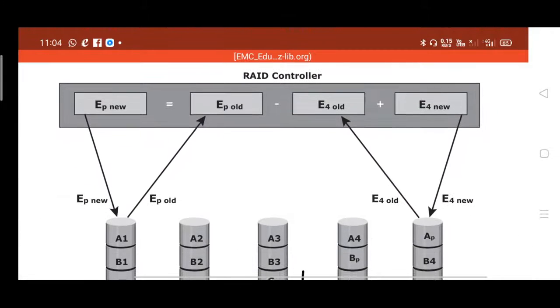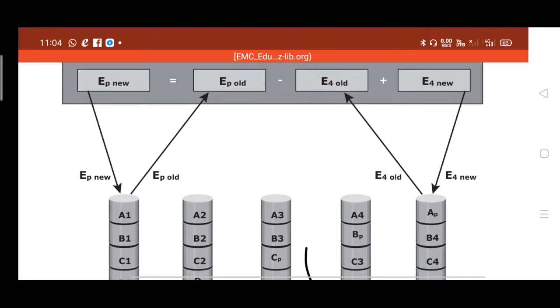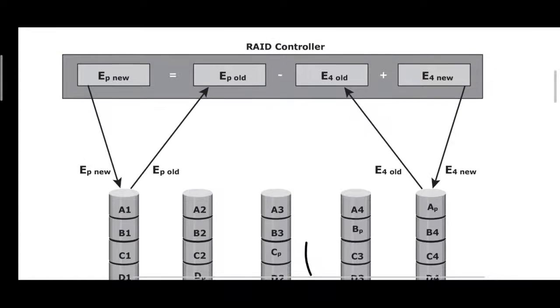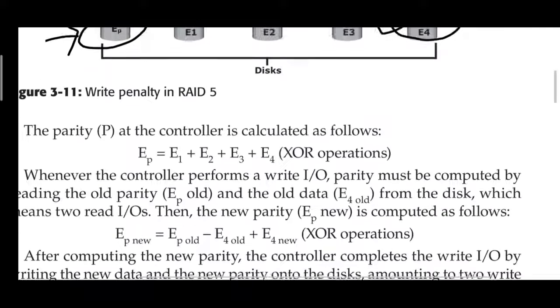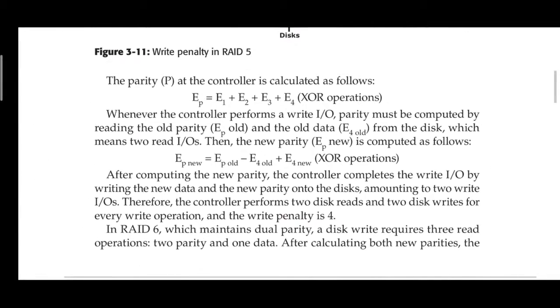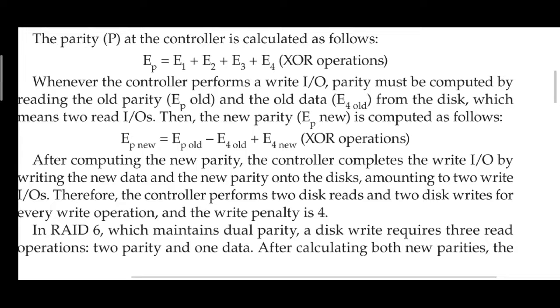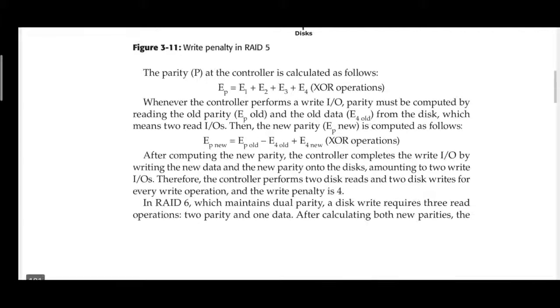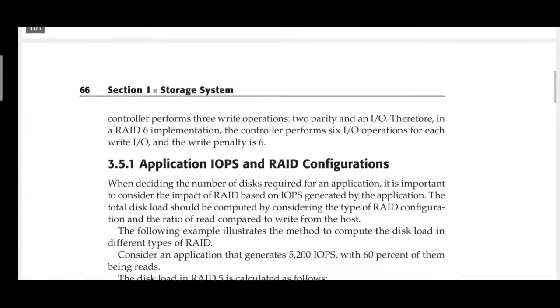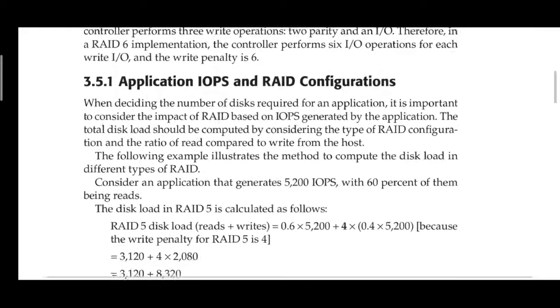So EP new is computed by accessing its previous value, subtracting E4 from that and adding the new value. Actually an XOR operation is performed. For the sake of convenience, here we are considering it as addition and subtraction. So EP new will be EP old minus E4 old plus E4 new, where XOR operations are performed between them to compute the parity value. Okay.